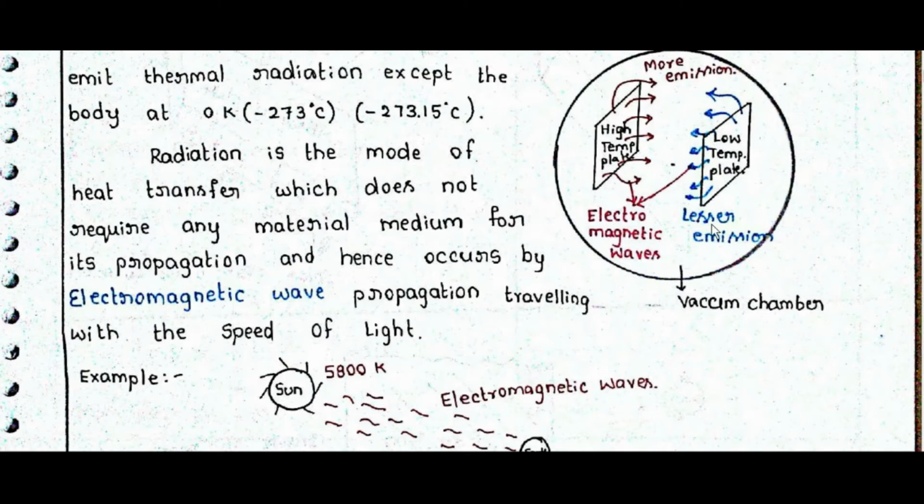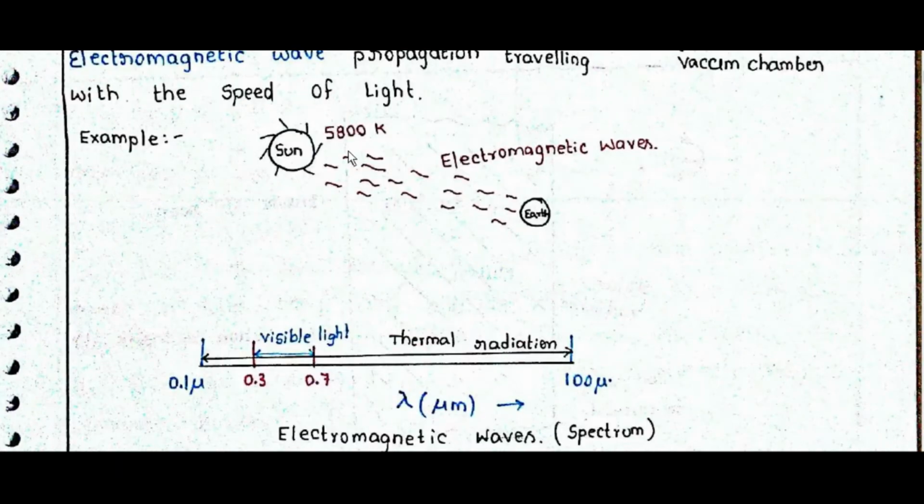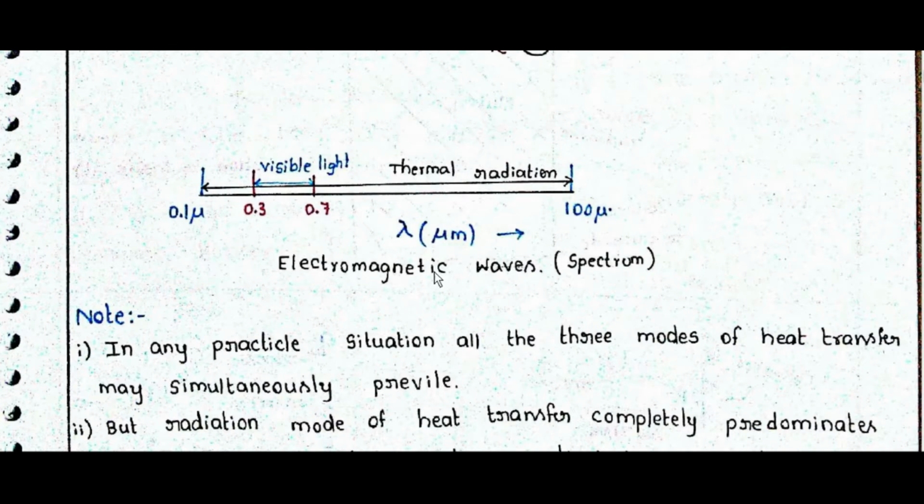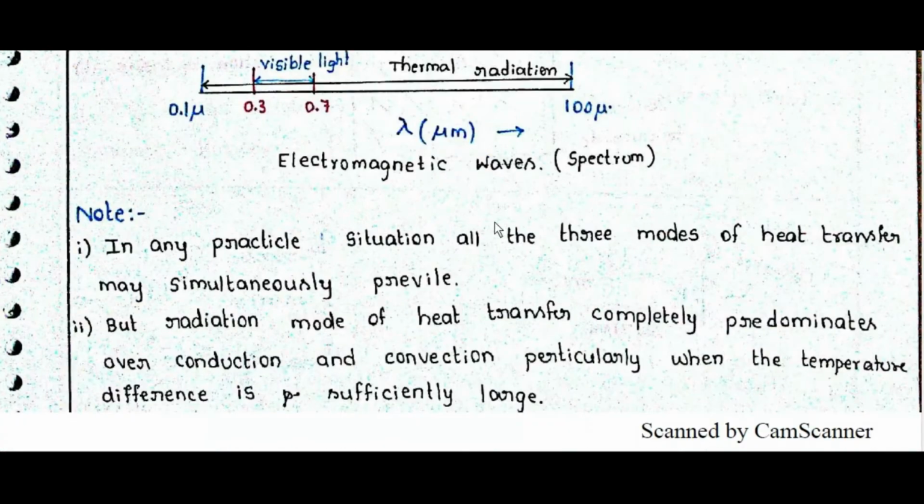Electromagnetic waves: higher temperature plate, more emission; low temperature plate, lesser emission; vacuum chamber. Example, sun at 5800 Kelvin emits electromagnetic waves reaching earth. Visible light is 0.3 to 0.7 micrometer; thermal radiation is 0.1 to 100 micrometer. Lambda in micrometer, electromagnetic waves spectrum.